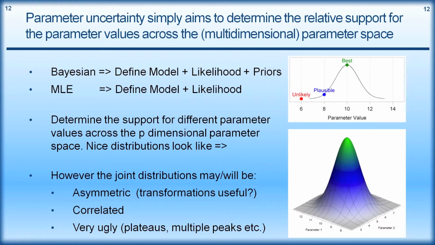And indeed, the joint distributions may be very ugly. So they may have plateaus, or they may have multiple peaks. So they could actually be quite unattractive.